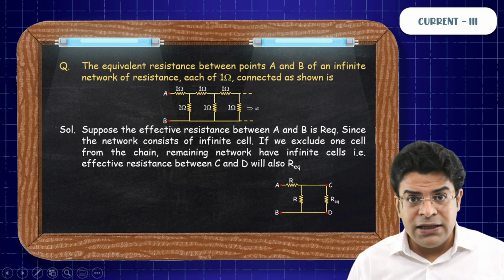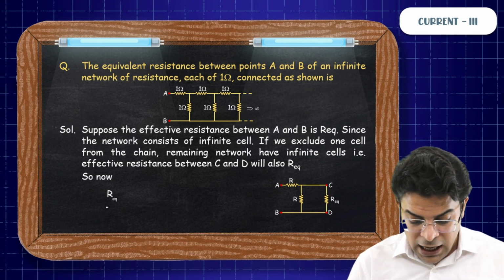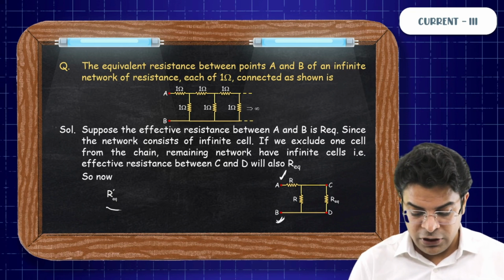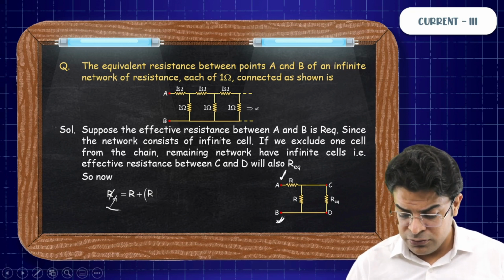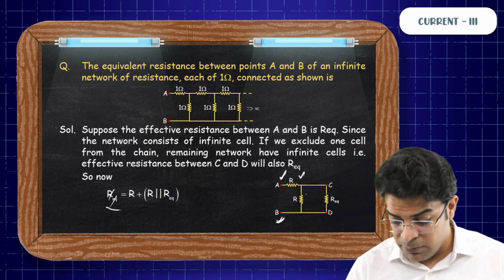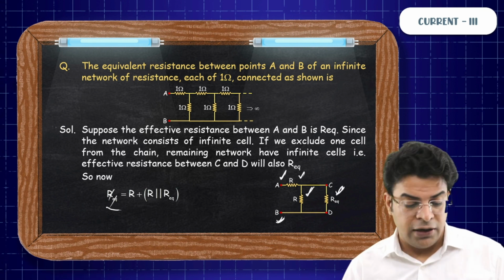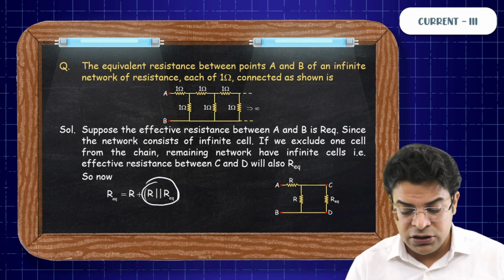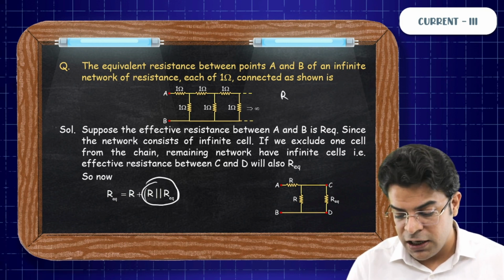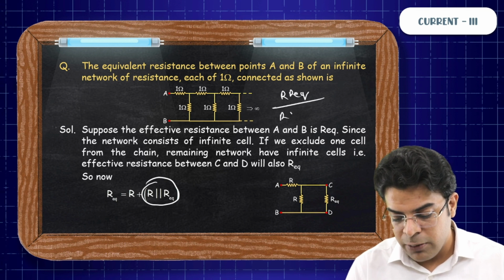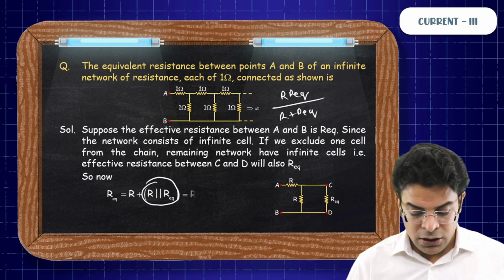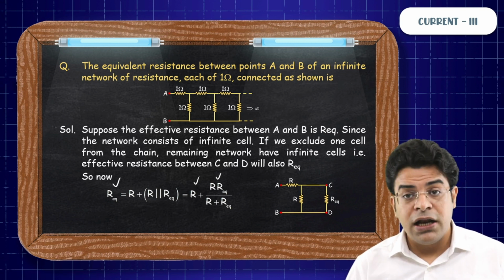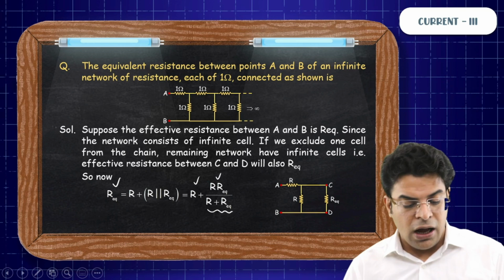So you will write the equation as R equivalent, the equivalent between A and B, forget this part once, equals R plus the parallel combination of R and R equivalent. So if you write down the parallel combination of R and R equivalent, what will you get? R into R equivalent upon R plus R equivalent. So here you will get R equivalent equals R plus R into R equivalent upon R plus R equivalent.